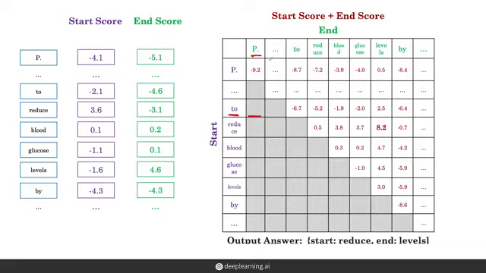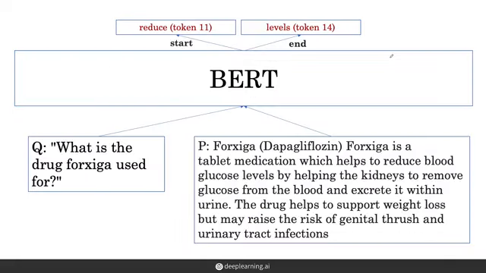The model thus outputs the start and end word corresponding with the highest score here. The highest score here is 8.2, which has a start with reduce and an end with levels. And so we have the model output reduce as the start of the answer at token 11 and levels as the end of the answer at token 14.